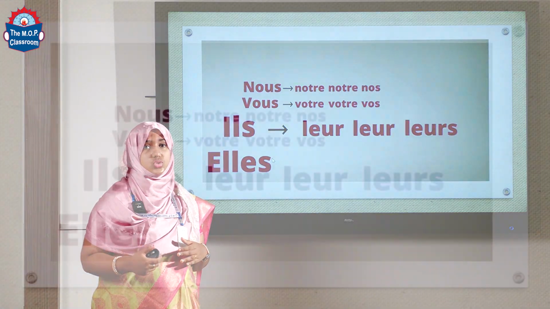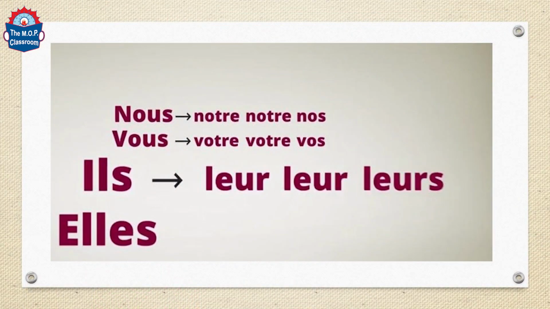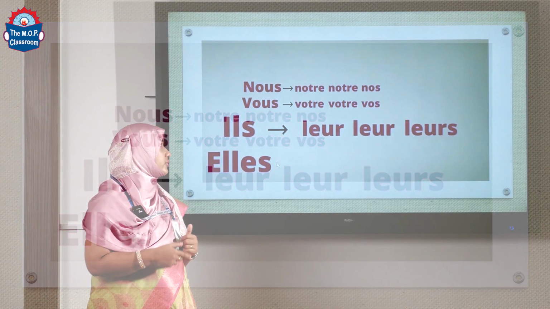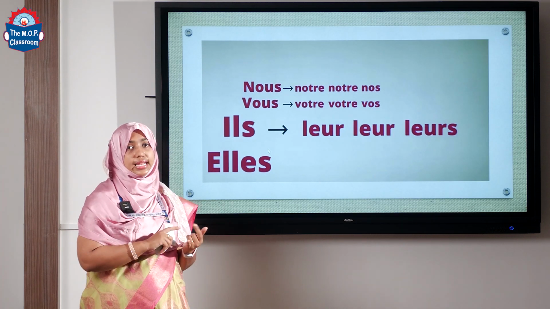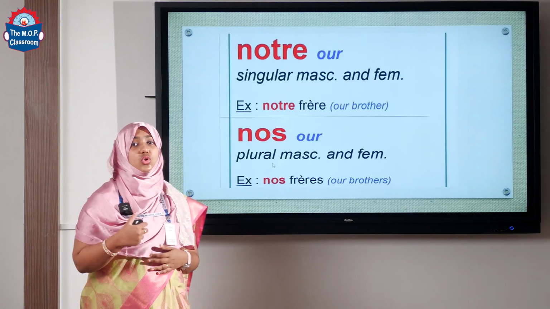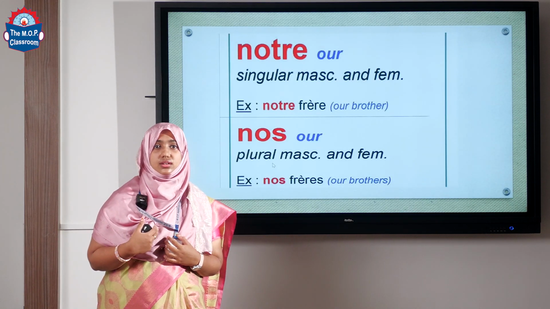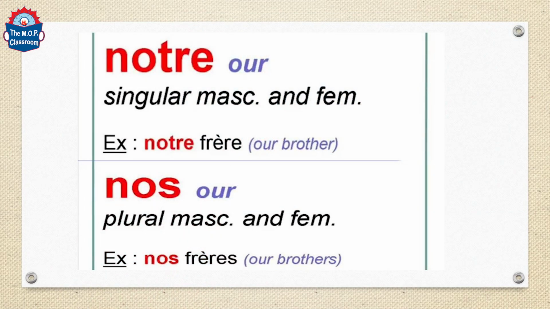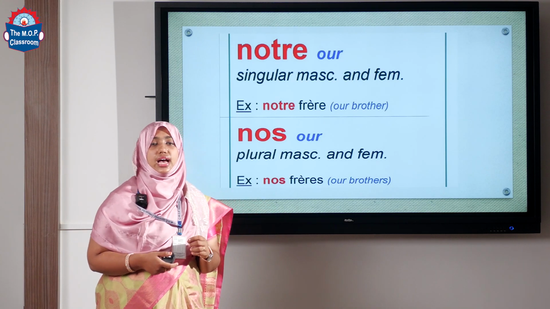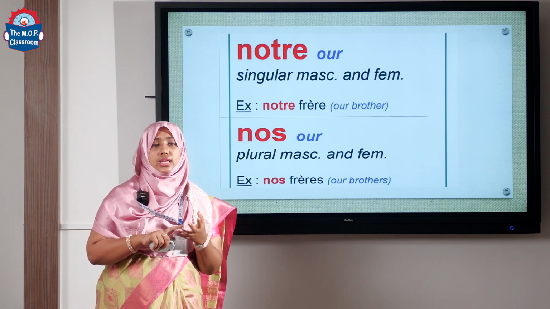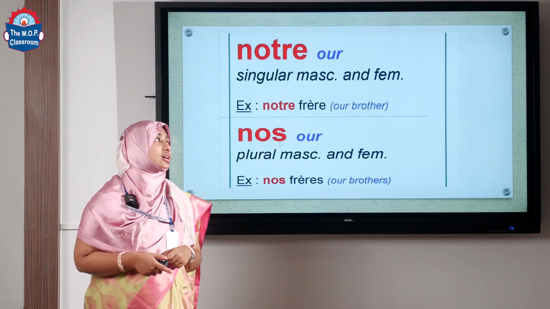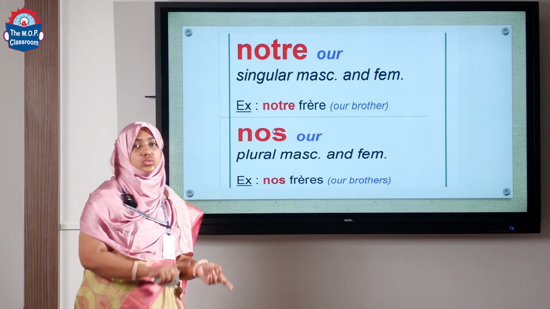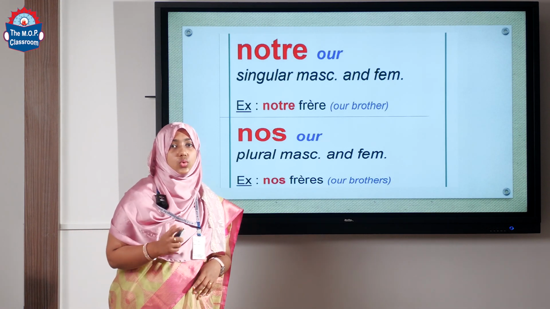Then for plural sujet we have notre, notre, nos for nous. Then votre, votre, vos for vous. Leur, leur, leurs for ils and elles, pluriel. So we have notre frère, our brother. So brother is masculine singular, so we have notre. Unlike the singular sujet, we only have notre and nos. It's the same for both masculine and feminine, so we don't have any confusion over here. So if it is singular, we use notre. If it's plural, we use nos.